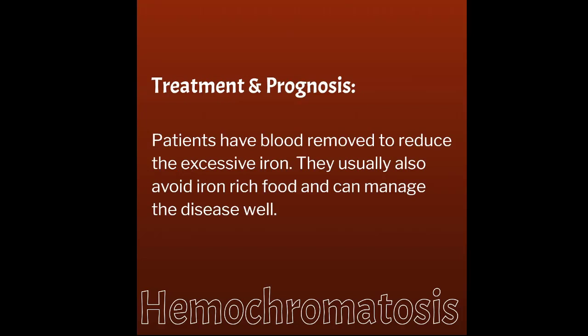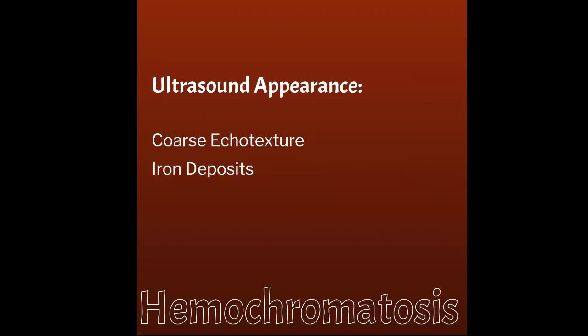Treatment for hemochromatosis is typically to have excessive blood removed from the body. You go to a phlebotomist, they're the ones that take your lab samples, your blood samples. They take blood out, and that reduces the iron load within the body, and then the body will make more blood cells, and again, you'll just go through the process. So by removing blood from the body, you're removing the amount of iron that is found within the blood. They can also, or should also, avoid iron-rich food and typically can manage the disease fairly well.